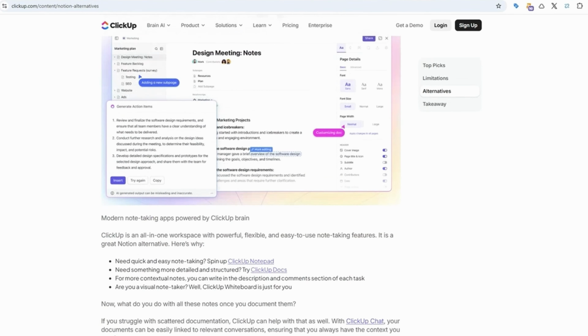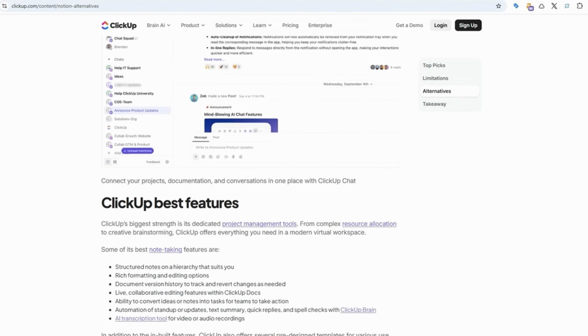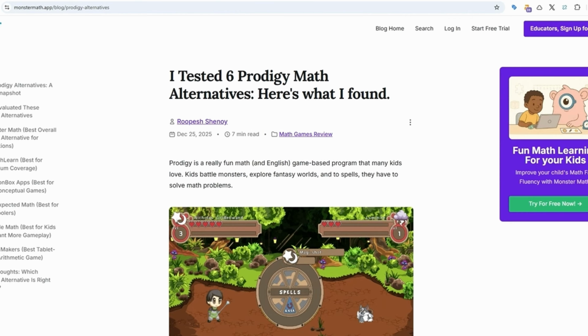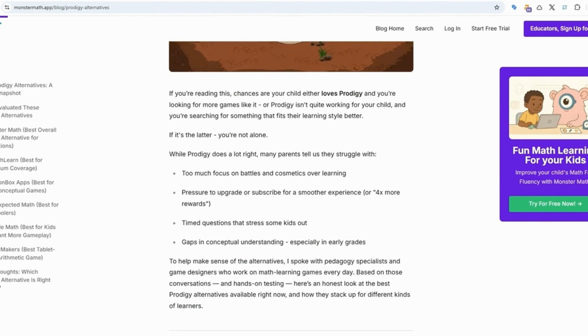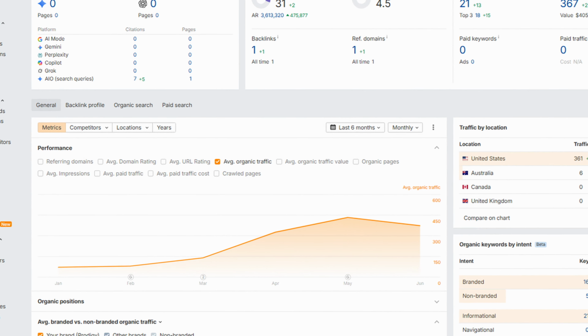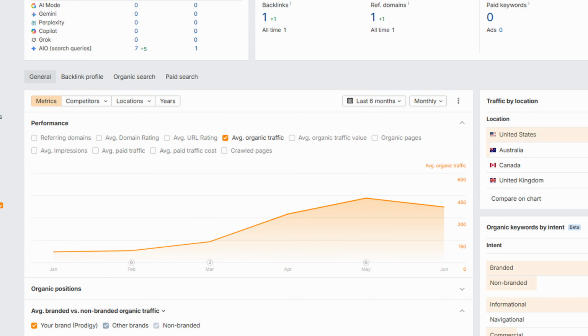These pages work so well because they target people who are already using a competing product. And right now they're looking to switch to something better. That means the buying intent is very high. So a useful comparison guide can rank in Google, get cited by ChatGPT, and drive a steady stream of conversions. But this isn't something that only works for big brands. I've recently helped a small SaaS product called Monster Math to create one of these pages, and it's already ranking highly in Google and bringing in a steady flow of customers for them.